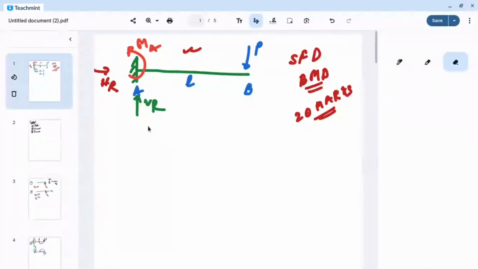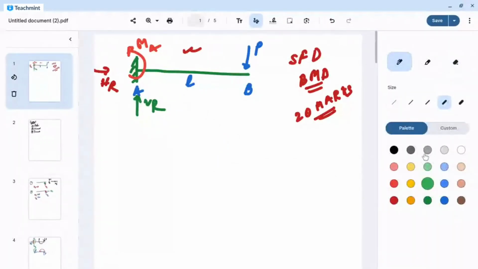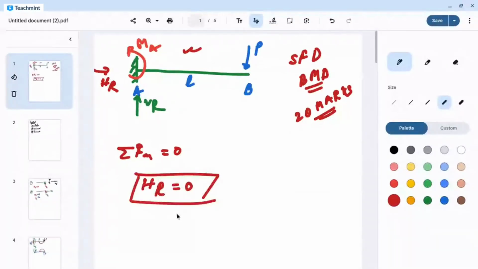So equilibrium condition: the summation of Fx is equal to 0, the summation of Fy is equal to 0, right? The sum of the forces along the x-axis is 0. So obviously in equilibrium condition your HR is 0. It doesn't mean that there is no reaction along the horizontal line. Yes, there is, but in equilibrium condition there is no other force to balance that one. So that is why the horizontal reaction is 0.